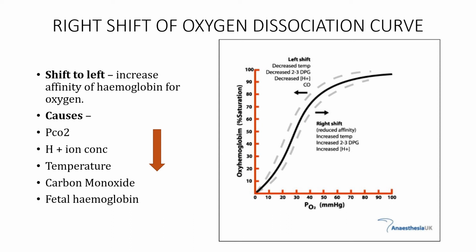So, what are the causes of left shift? Left shift is caused by decreased temperature, decreased H plus content or increase in pH, decreased 2,3-DPG, carbon monoxide and fetal hemoglobin. These are the causes responsible for shifting the graph to the left. And causes for right shift are increased temperature, increased 2,3-DPG and increase in H plus content.